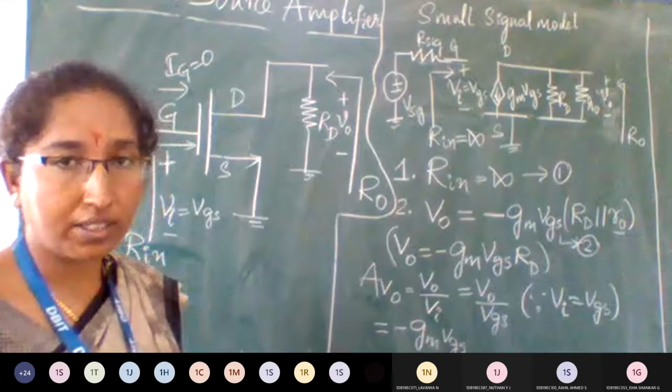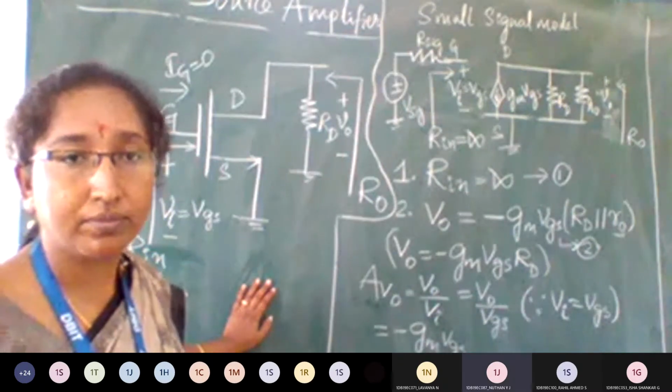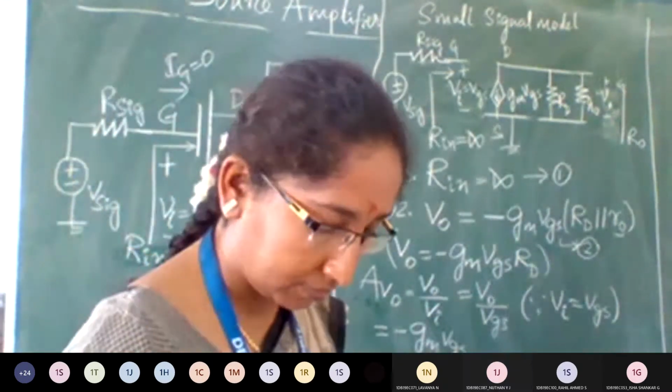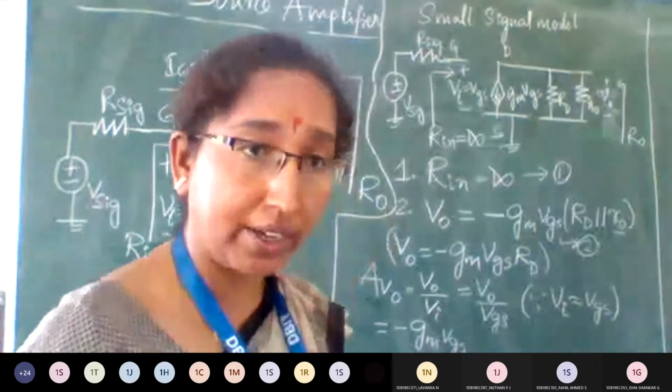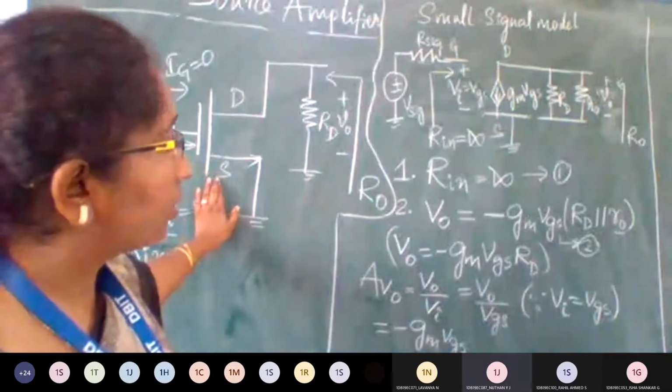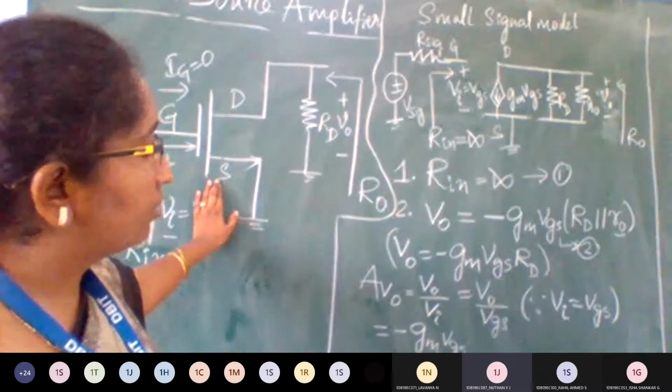Can you see it? Or shall I erase the circuit and write it? Is it visible, or shall I write it? It seems there is some discussion. Ma'am, you can write it, ma'am, you can write Av0.